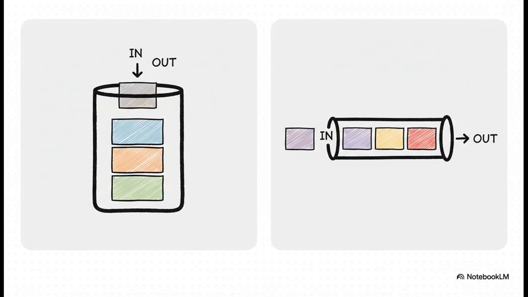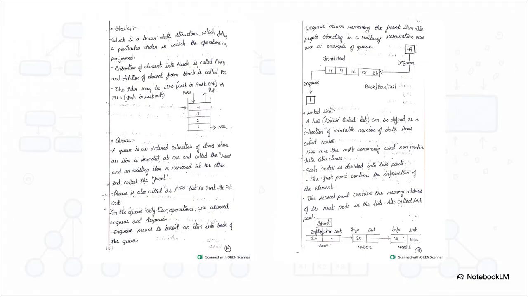Okay, next up are two structures that are all about the rules for getting in and out of line. On one side, we have a stack. It works on a last in, first out principle. Just think of a stack of plates. The last plate you put on top is the first one you take off. Then you've got a queue, which is the exact opposite. First in, first out. This is just like a line of people waiting for tickets. First come, first served.